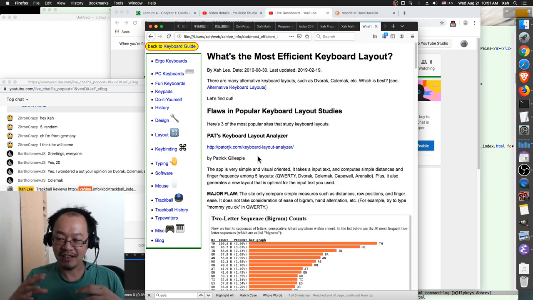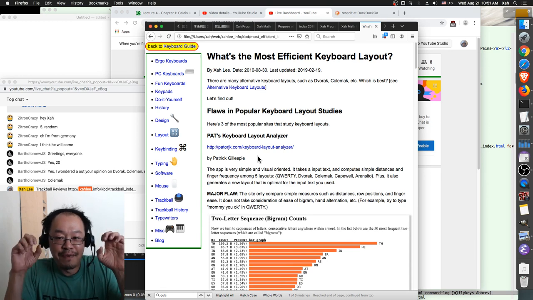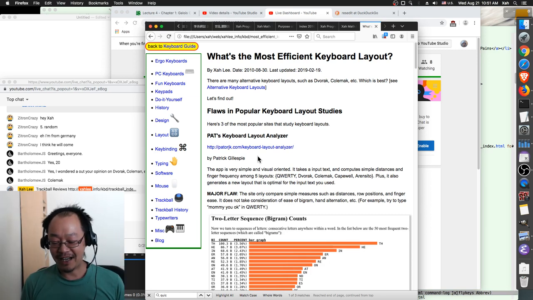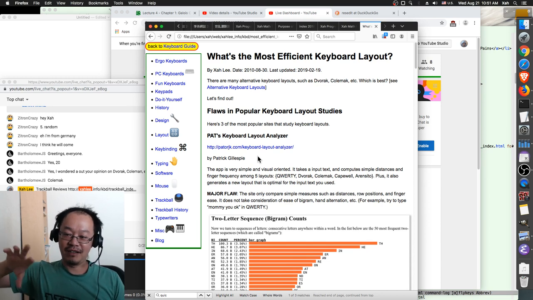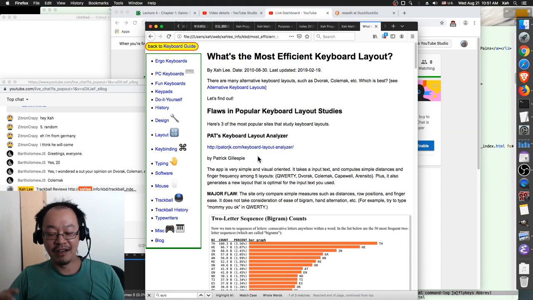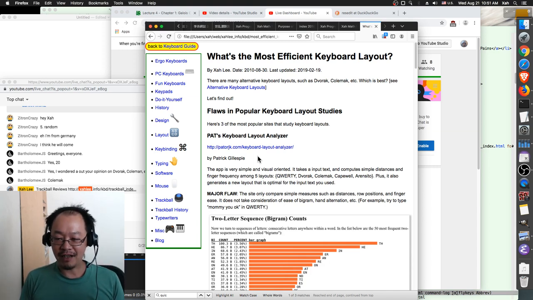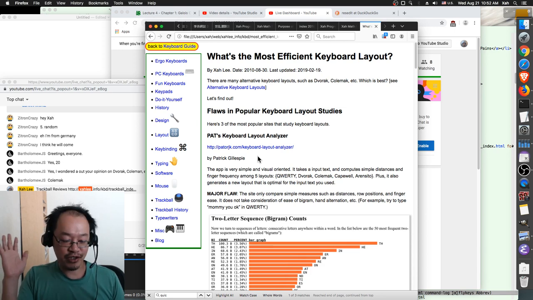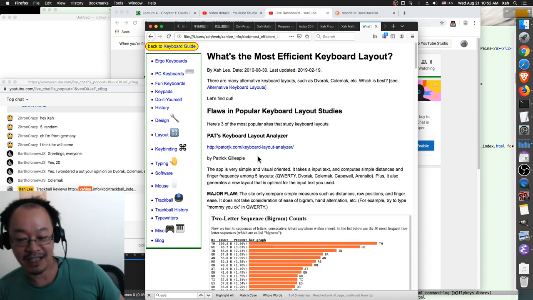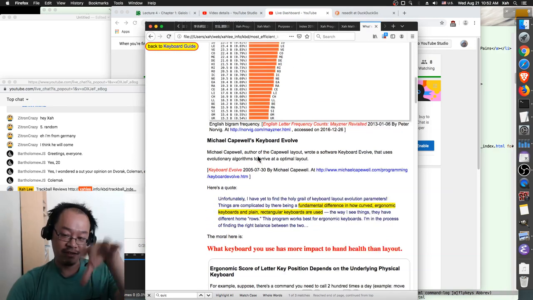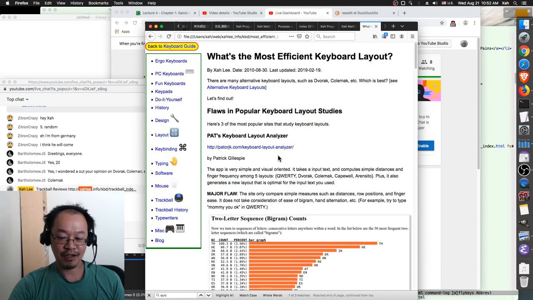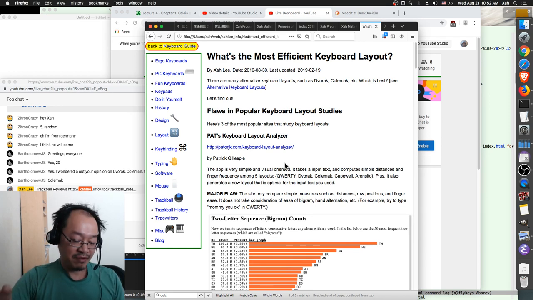We can do a lot of analysis of a text corpus, meaning a lot of data, articles from newspapers, from Twitter. So therefore we can better design a layout that's actually more efficient than Dvorak. Okay, that's bullshit, I tell you right now. I can tell you my rationale and analysis for why Colemak is not better. They are about the same.